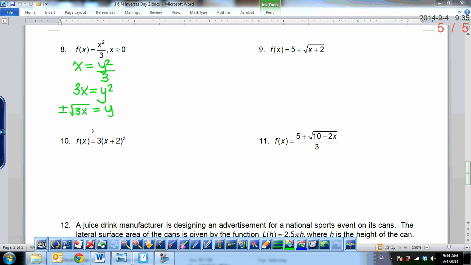Do we just solve for y? I switched x and y in the first step. Okay? So I would rewrite this as f inverse of x is equal to plus or minus the square root of 3x. We're okay with that?